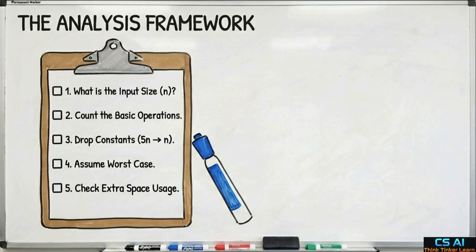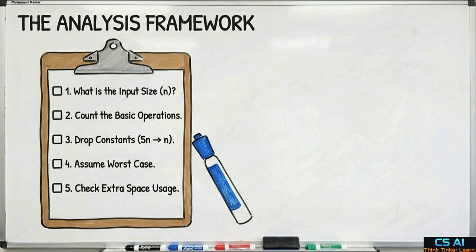So, how do you apply all this theory to your own code? You use the analysis framework. This is your 5-step checklist to determine the cost of an algorithm. First, what is the input size n? Identify what n is. Is it the length of an array? The number of nodes in a tree? Second, count the basic operations. Look for the most frequent operations inside your loops.